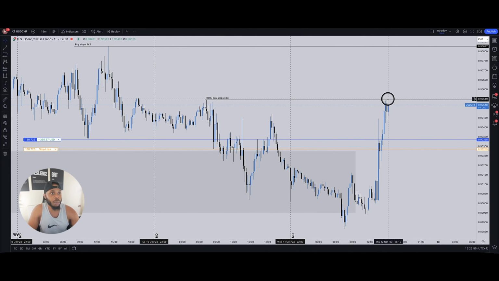Why would price come up here one more time just before dropping? Why would it come to this magical level before dropping? We've already run out the intraday highs. Buy stops have been taken. Run out all of these highs. The buy stops up here, they don't stand a chance.